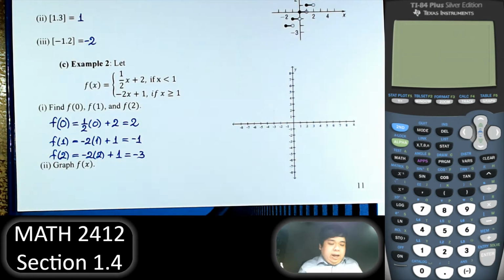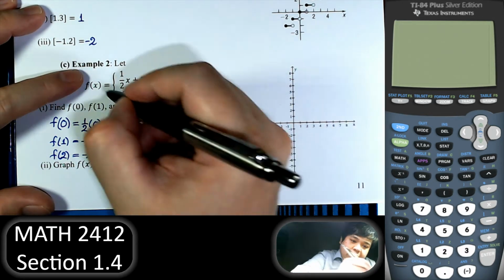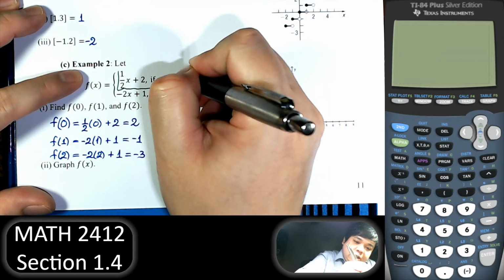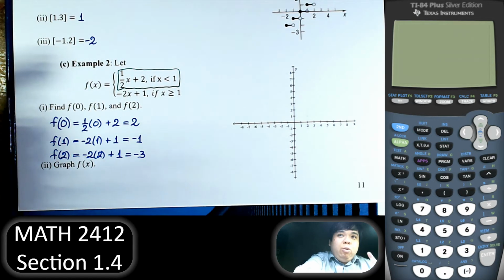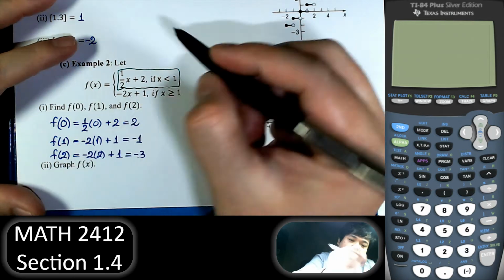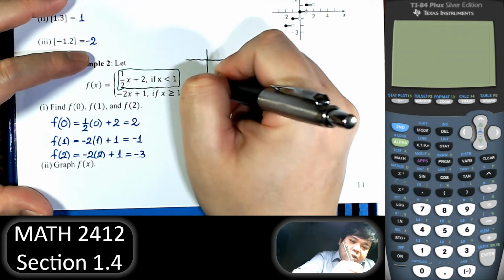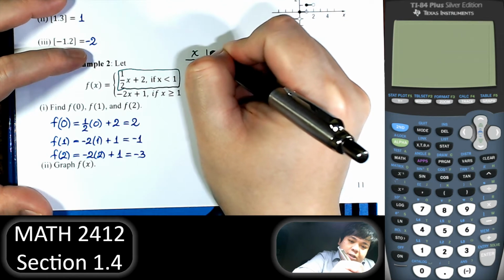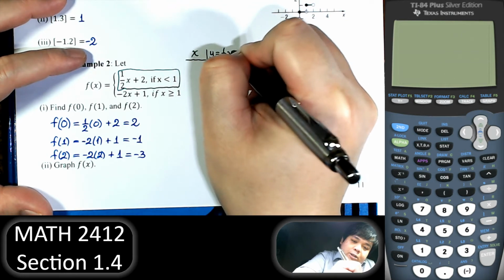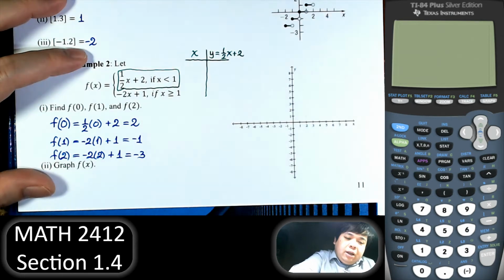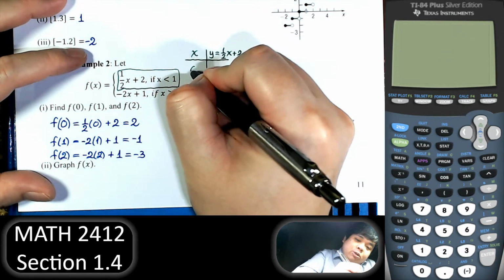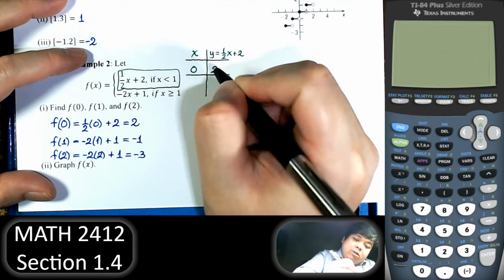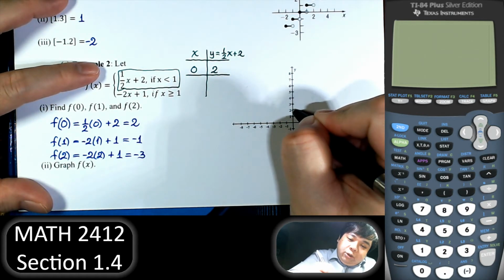Now let's graph this function. First, let's graph this one. This is the graph of a line, a linear function. To graph a linear function, we need 2 distinct points to define the line. The x-values must be less than 1. We already have 0: when x equals 0, y equals 2. So that's good.